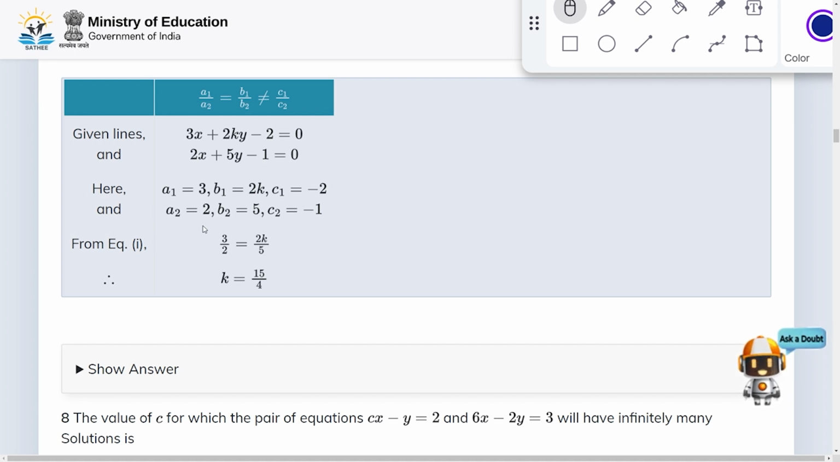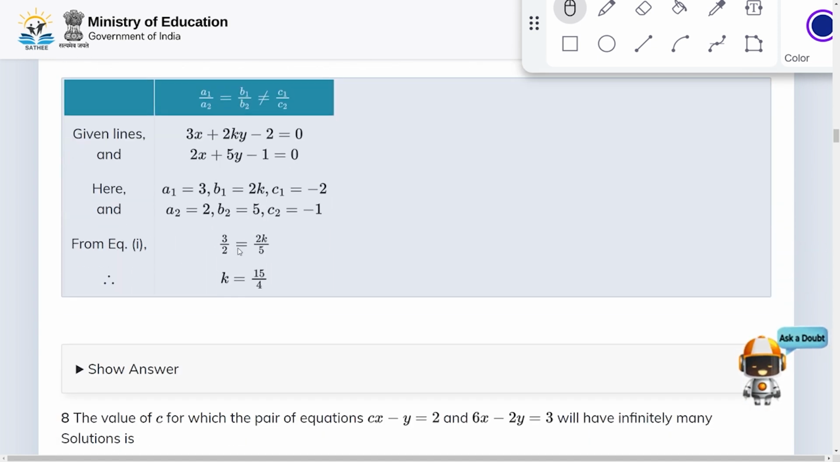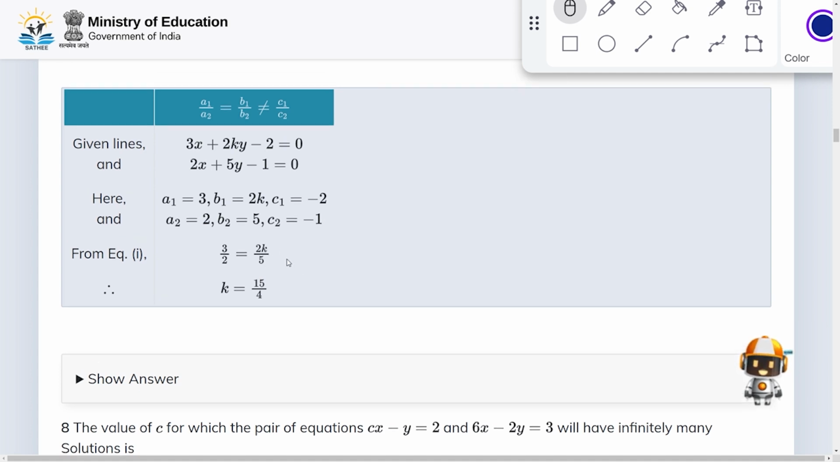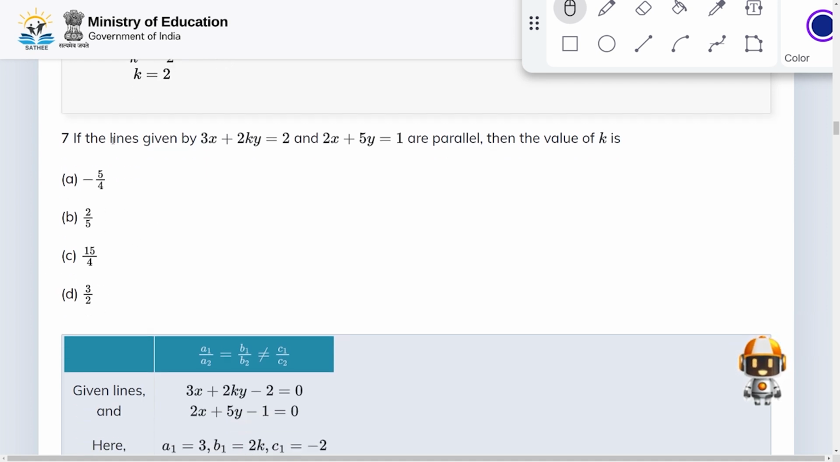And now from this equation, 3 by 2 is equal to 2k by 5 and it implies k is equal to 15 by 4. Okay, so the value of k is equal to 15 by 4 and here in option C we have this value 15 by 4. So for this question, if the lines given by 3x plus 2ky is equal to 2 and 2x plus 5y is equal to 1 are parallel, then the value of k is equal to 15 by 4. So here the correct answer is option number C.